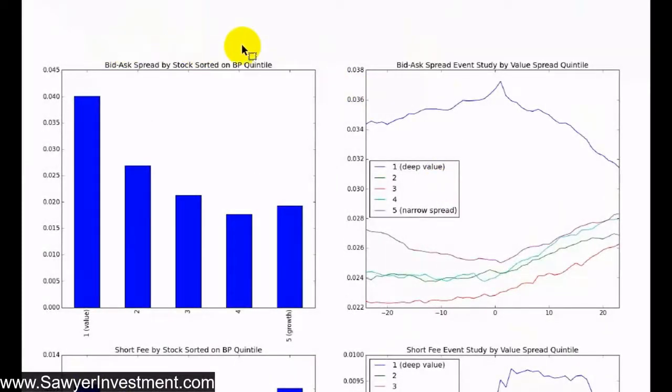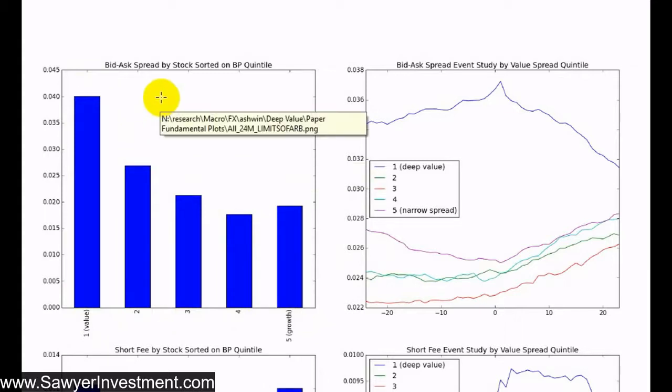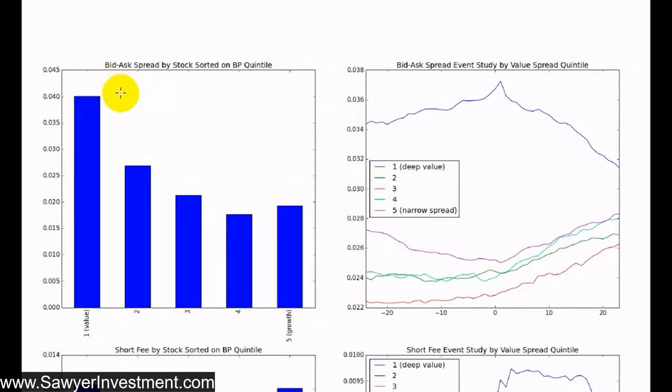The first one shows the bid-ask spreads by quintile of book-to-price ratios from value to growth, as we've seen before. And we see that the bid-ask spread for value companies is much larger than the bid-ask spread for growth companies, and the quintiles in between. And so that would say that it's particularly costly to trade in these value companies here compared to the other quintiles.